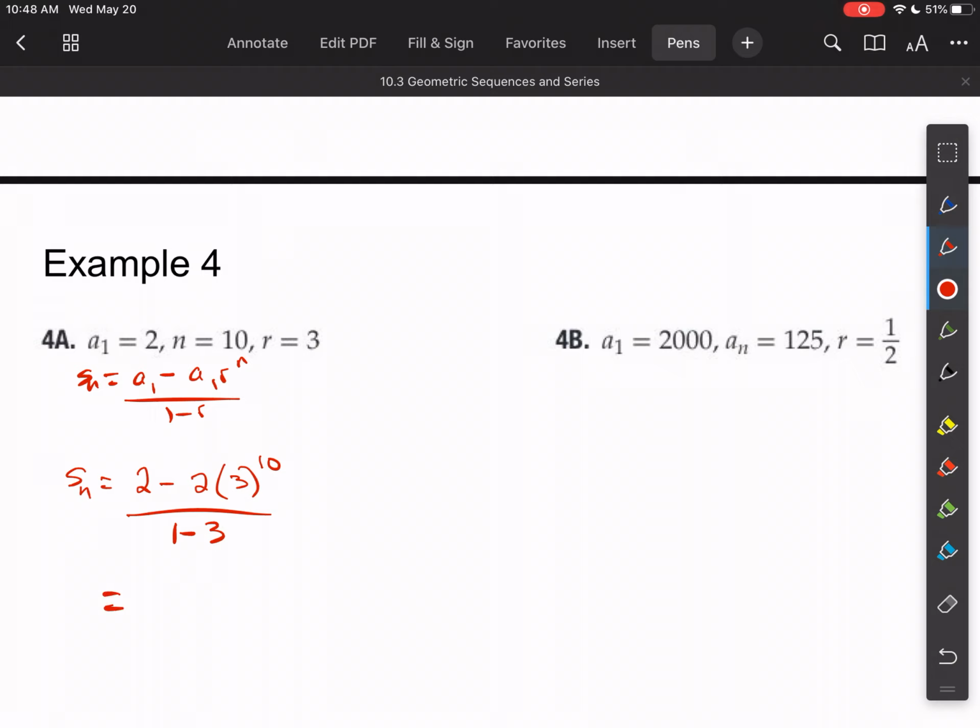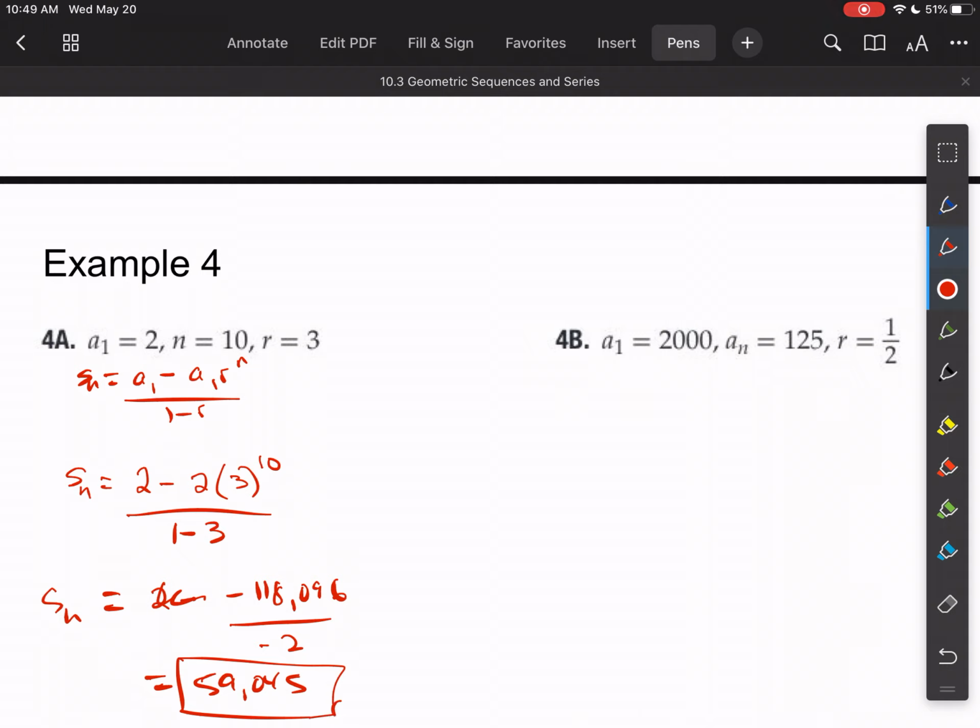When you do this math, and I did this out ahead of time so I'm going to do this quickly to save time, you would need to use a calculator to figure this out. The numerator comes out to negative 118,096. 1 minus 3 is negative 2. If you divide that out, you end up with 59,045.